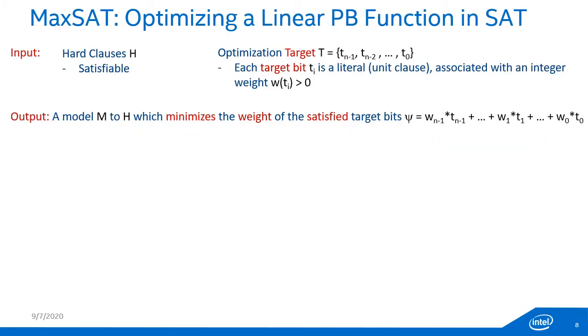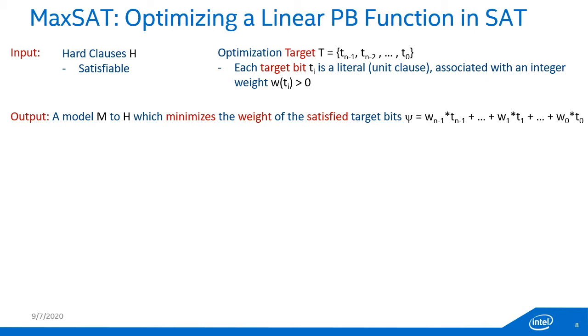Let me recall the definition of the MaxSAT problem. So essentially, MaxSAT is about optimizing a linear pseudo-Boolean function in SAT. On the input, the MaxSAT solver receives a set of the so-called hard clauses, which must be satisfied, and the solver must satisfy these clauses. But then there is also the so-called optimization target, T, which is a bit vector consisting of literals, and each literal is associated with an integer weight W.